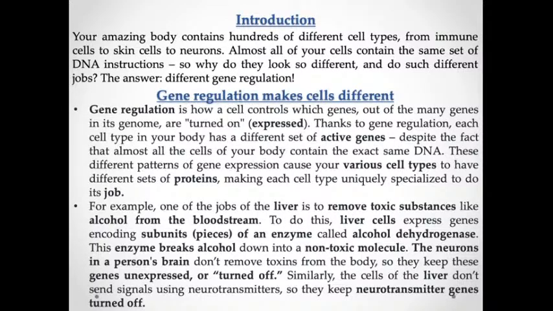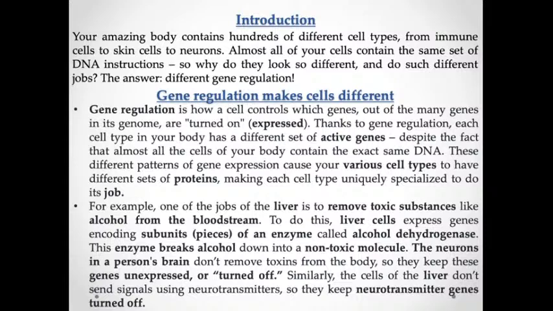So let's start with the introduction of gene regulation. Our bodies have different types of cells, from immune cells to skin cells to neurons. Almost all cells contain the same set of DNA instructions. So why do they work differently? Why do they have different jobs? The answer is gene regulation. It makes each cell different.